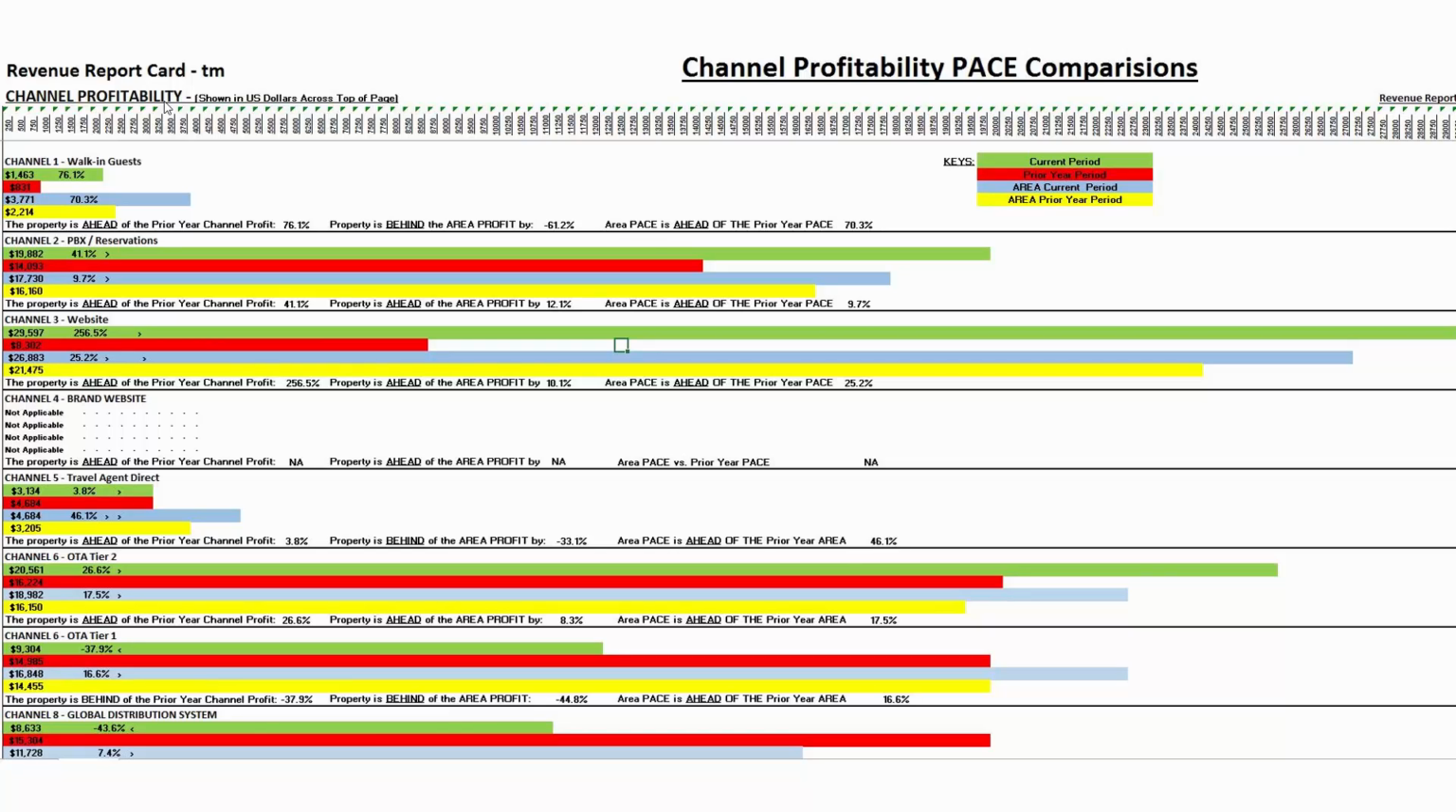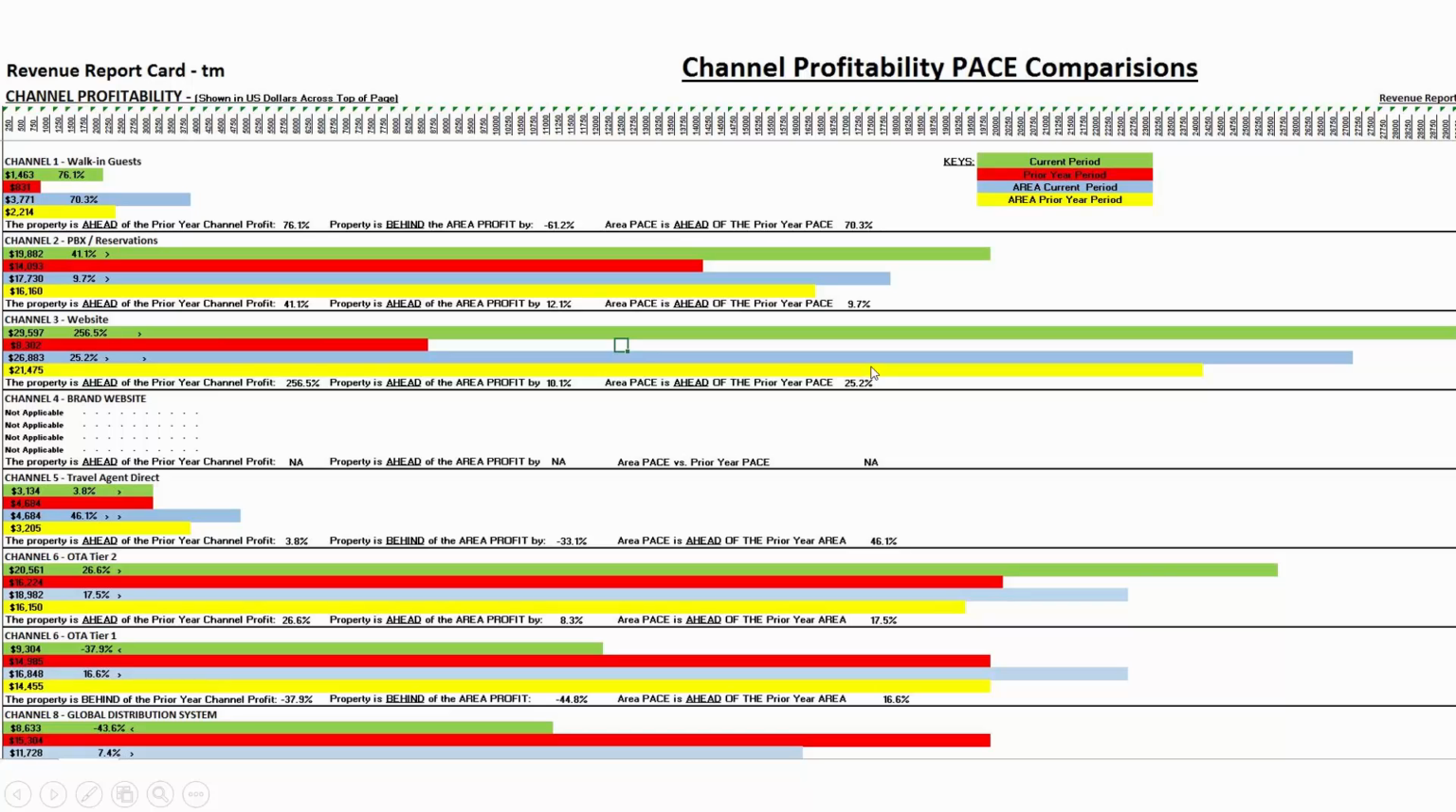So we separate these channels, and you can see up here the key is that the green is current period, that would be 1 week, prior year is red, blue is area current period, and yellow is prior year period. And again, let's just jump down to the website, and you can see a 256% increase. Their profitability is way over. And last year, with the website that needed some work, they underperformed. They underperformed based on the area. You can see that very much, and you can see the prior year there.